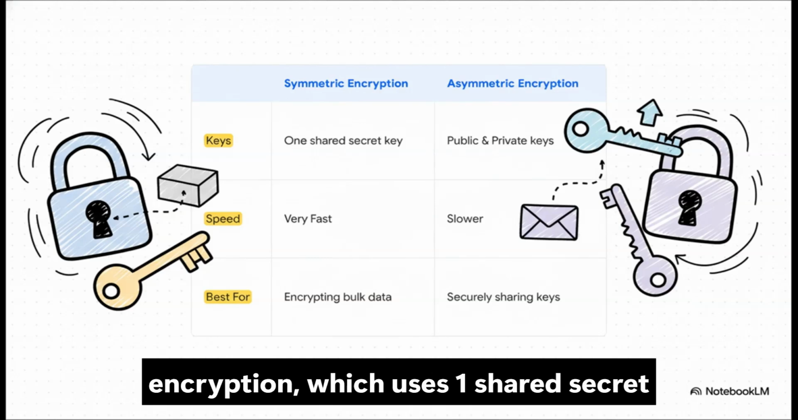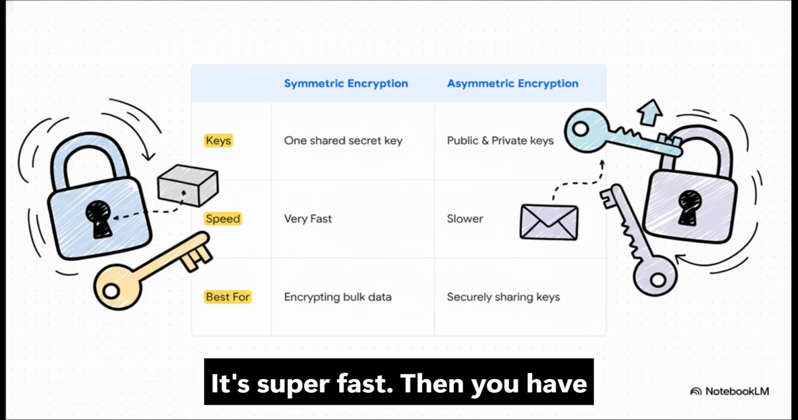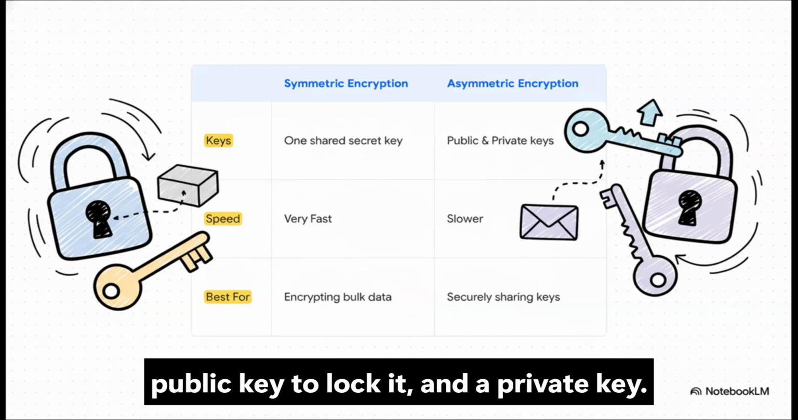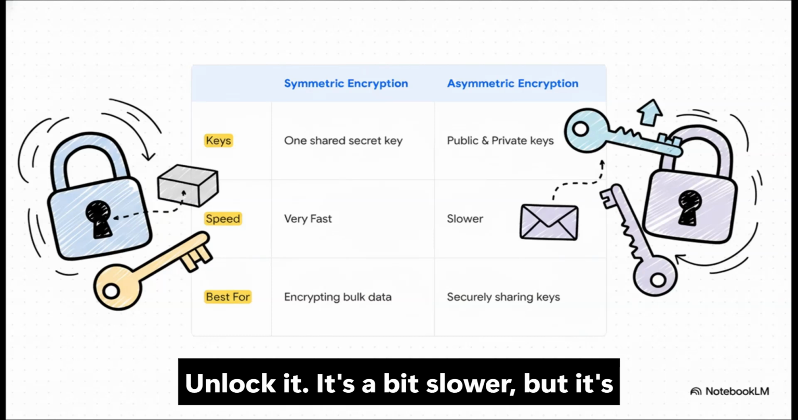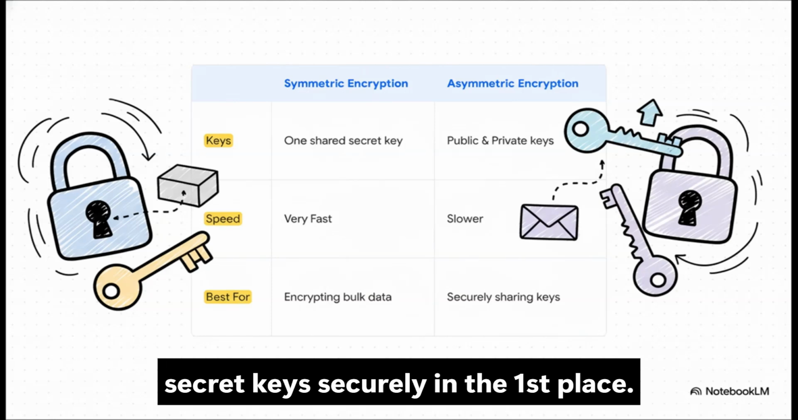You've got symmetric encryption, which uses one shared secret key to both lock and unlock the data. It's super fast. Then you have asymmetric, which uses a pair of keys, a public key to lock it and a private key to unlock it. It's a bit slower, but it's incredibly useful for sharing those secret keys securely in the first place.